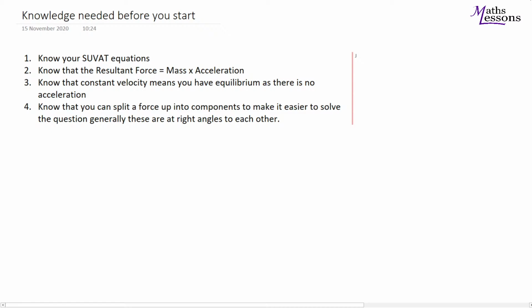Right, welcome to today's stream, and we're looking at a revision course in mechanics and looking at the basics of how to resolve forces and solve all those types of problems. So the knowledge you need to know before you start this, you need to know all your SUVAT equations. You need to know that the resultant force equals the mass times the acceleration. Know that constant velocity means you have equilibrium and therefore there is no acceleration. And know that you can split up a force into components to make it easier to solve the question. Generally, these forces are at right angles to each other.